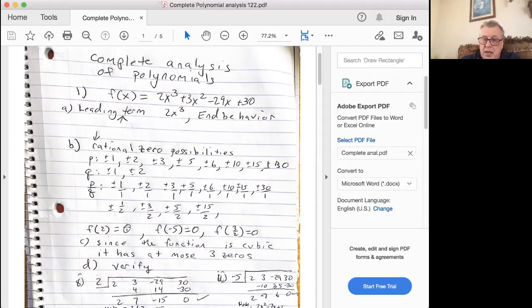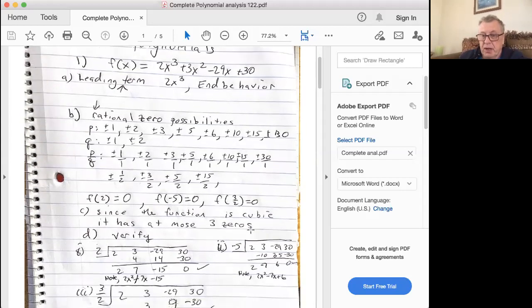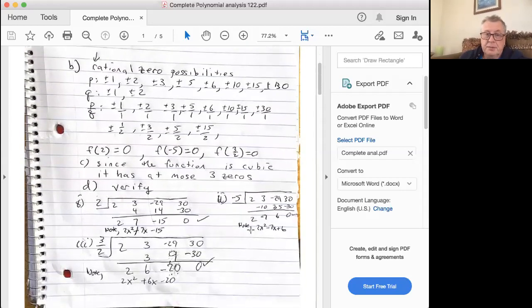Plugging in, I find that I have a 0 at f of 2, f of minus 5, and f of 3 over 2. Now, that's nice because that's 3 zeros. Since it's a cubic, that's the most number of zeros it can have, and they're all rational. So let's verify each.